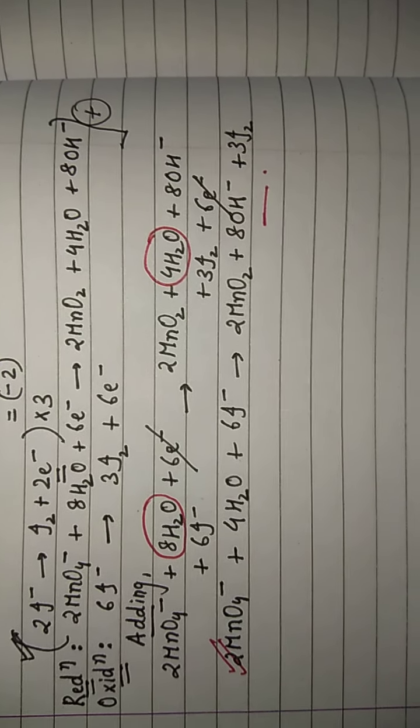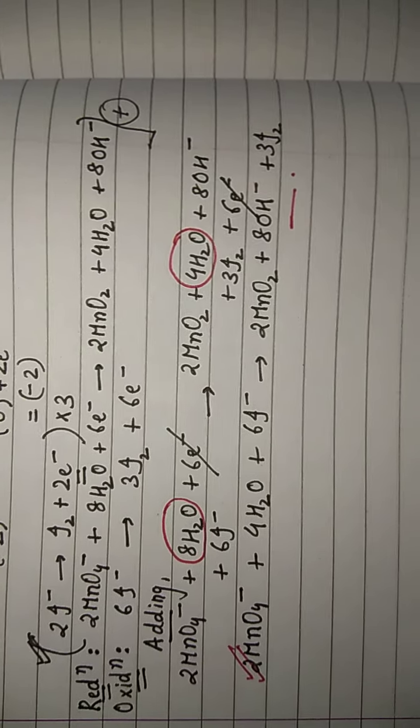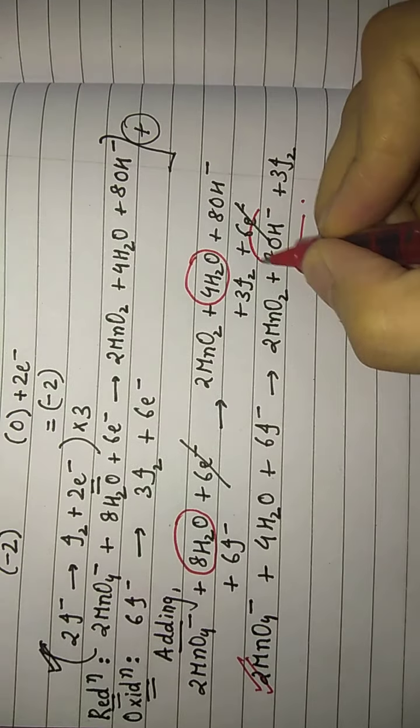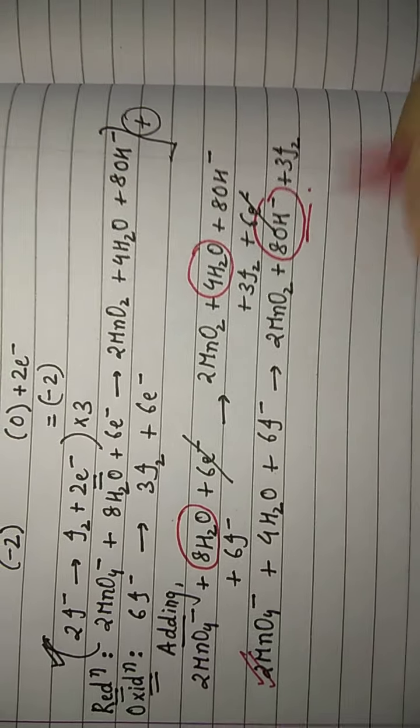Now because this was the balancing in the basic medium, in the final equation you can see you have OH minus ions.